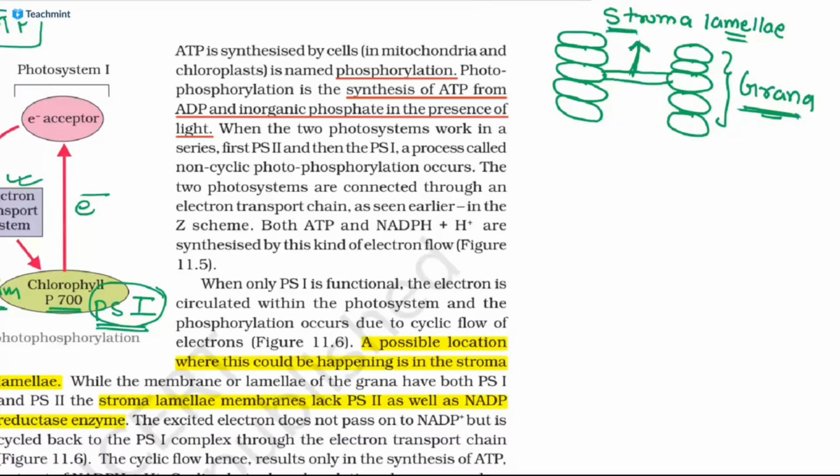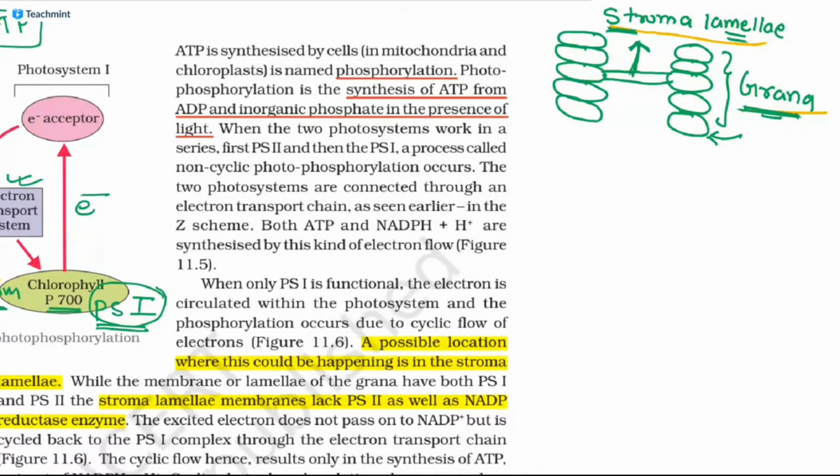So here, what I have just drawn is one grana. This part is the grana, and this one is the stroma lamellae, which connects them to each other. The purpose of drawing this diagram again is to explain the location of the photosystems. We say that the photosystem is present in the membrane, but stroma lamellae also have a membrane, and grana also have a membrane.